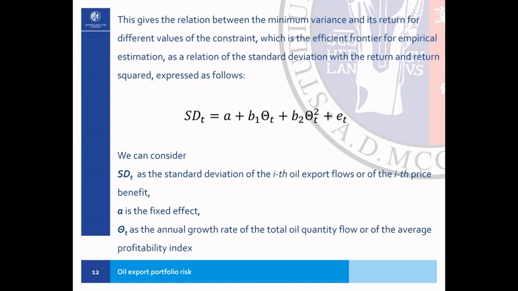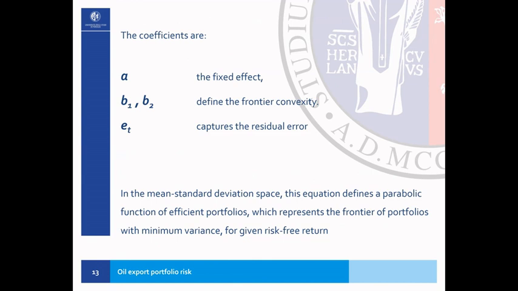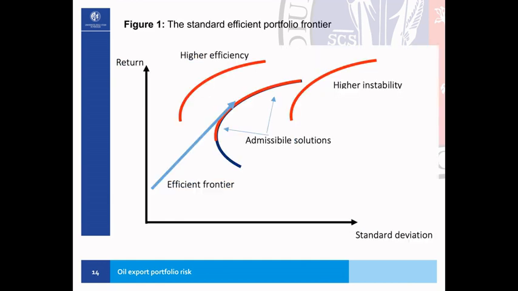We perform both analyses by simply understanding that if B1 and B2 are the frontier convexity parameters in the mean standard deviation space, this parabolic function of the efficient frontier represents essentially the frontier of the portfolio with minimum variance. So all we are doing essentially is this. We have standard deviation on the horizontal axis, return on the vertical axis.